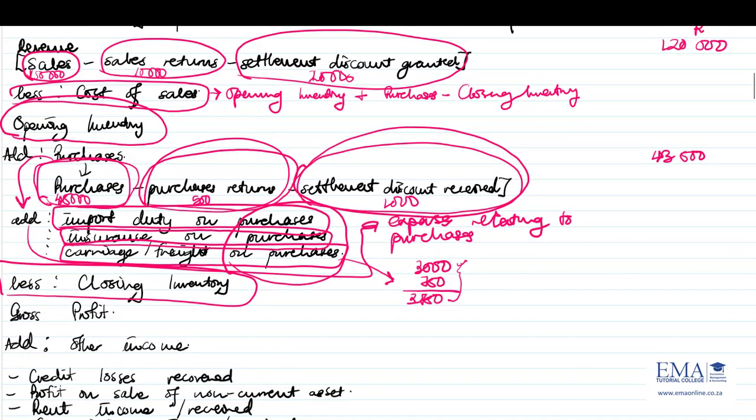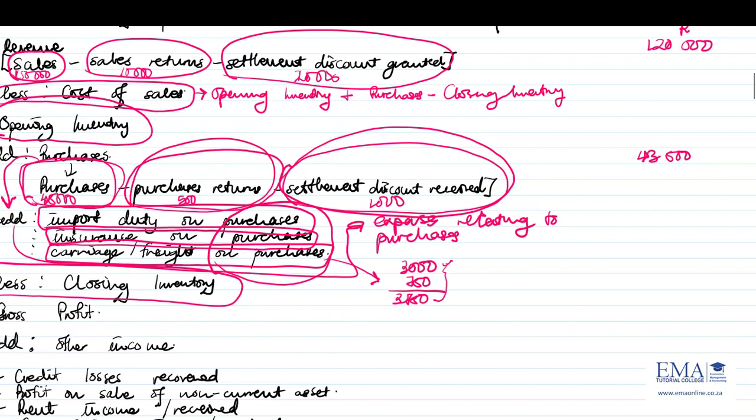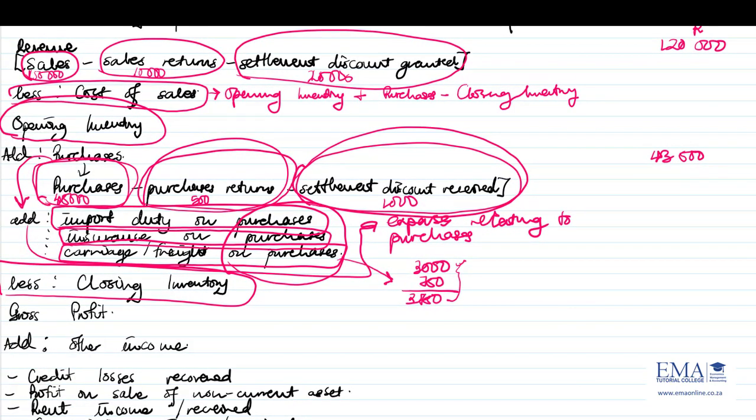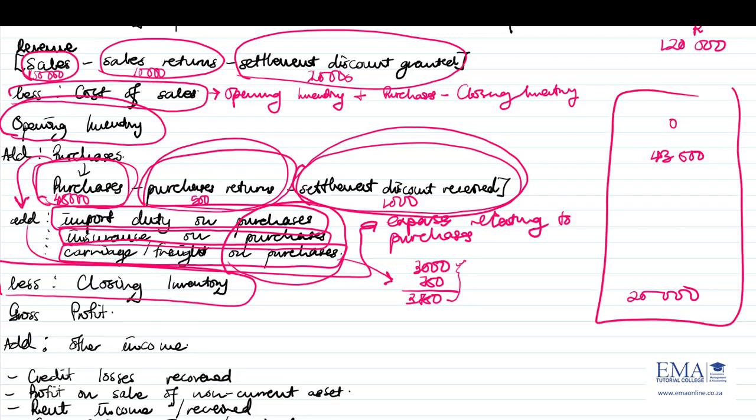So what do I mean? Let me just give you a small example. Let's say my purchases were 43,500 and my closing inventory was 20,000, and maybe I did not have any opening inventory. So this means my cost of sales will be the 43,500 minus 20,000, and then I'll get 23,500.